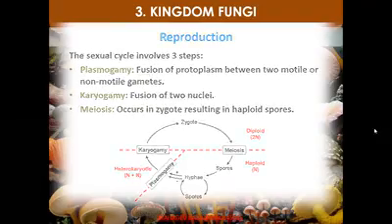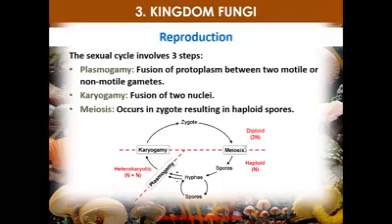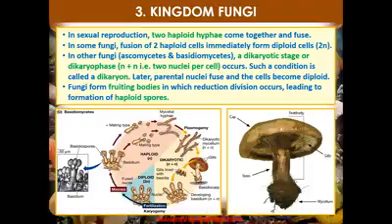You can see here in the diagram: zygote formation, meiosis, spores formed, hyphae, spores are there, plasmogamy, and here karyogamy takes place. This is the life cycle of the sexual type. In sexual reproduction, two haploid hyphae come together and fuse. In some fungi, fusion of two haploid cells immediately forms diploid cells. In other fungi, Ascomycetes and Basidiomycetes, a dikaryotic stage or dikaryophase occurs.